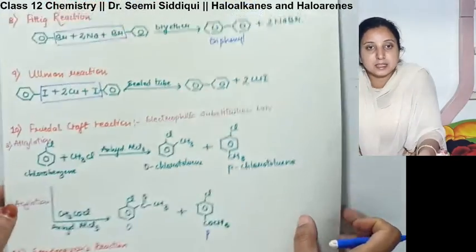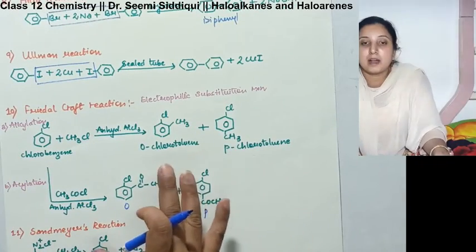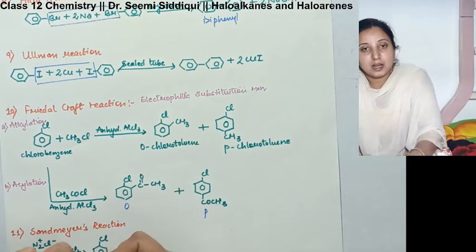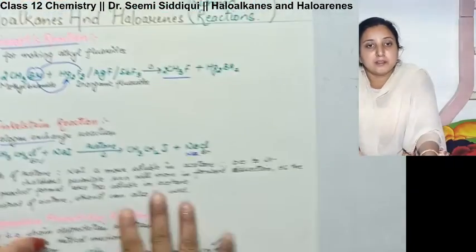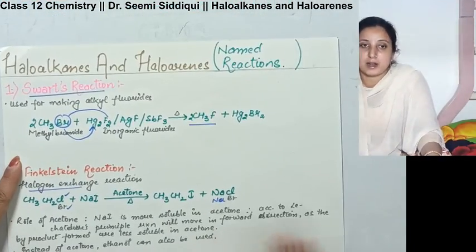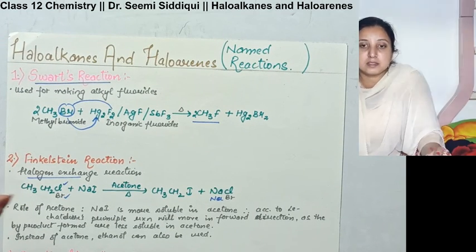So basically this complete unit consists of the 11 type of the named reactions which are very important, and I hope that you are now very clear with all these named reactions. Good day for today. Just revise with this complete unit.